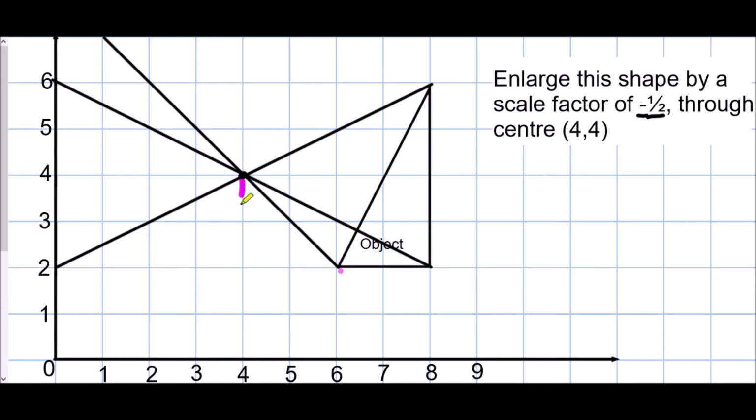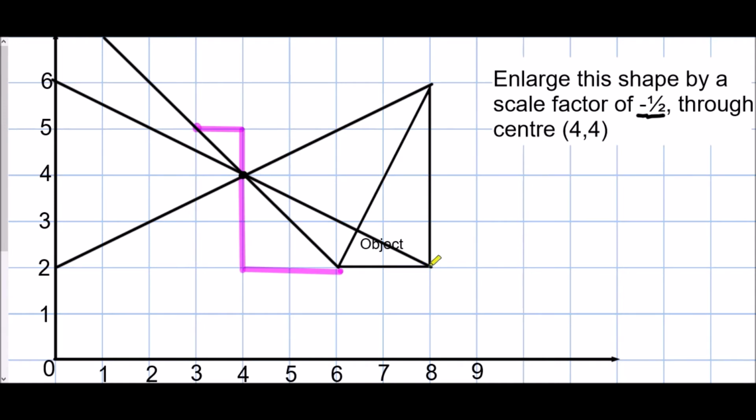And so this one is down 2 and right 2. So I need to multiply that by a negative, so the directions are going to reverse, but then it's a half, and therefore I'm going to half the distance that I travelled. So I travelled 2 down, so in my transformation I'm going to go 1 up, and instead of 2 to the right I'm going to go 1 left, and so that is my new corner of my shape.